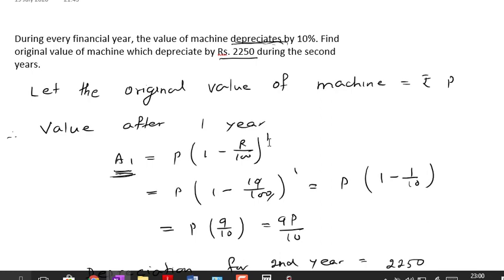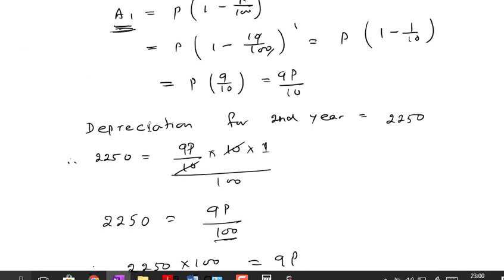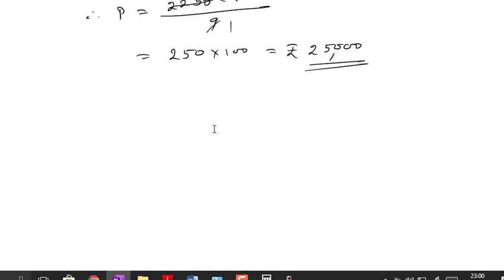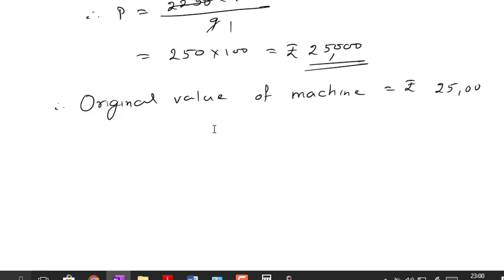During the financial year the value of the machine depreciated by 10%, find the original value of the machine. So therefore I will say, the original value of the machine is rupees 25,000.